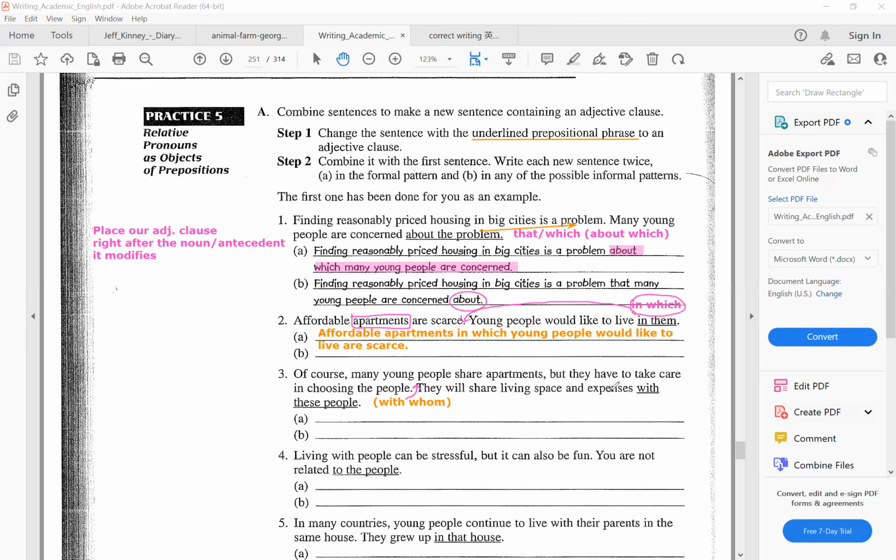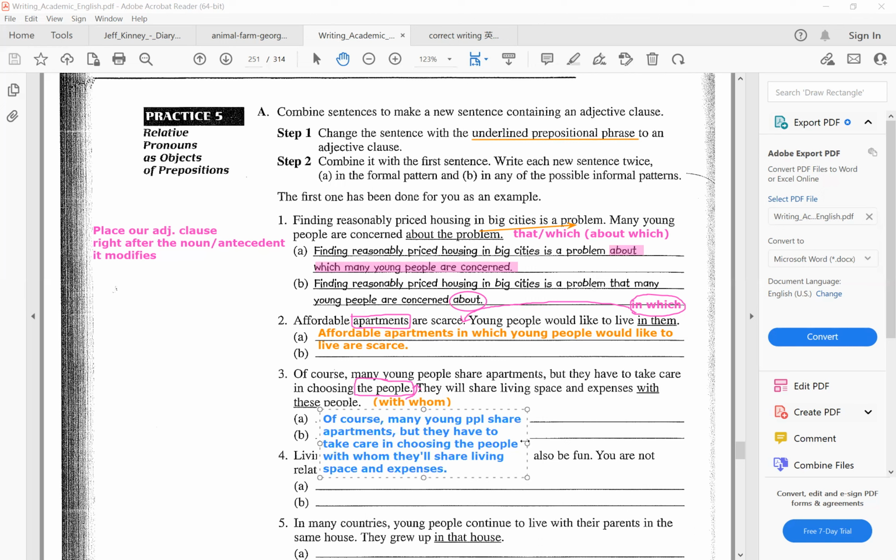So who are we talking about? Well, we're actually talking about the people that they choose to live together with, right? The roommates, so to speak. So this is going to be a very long sentence, okay? But of course, many young people share apartments, but they have to take care in choosing the people with whom they will share living space and expenses.